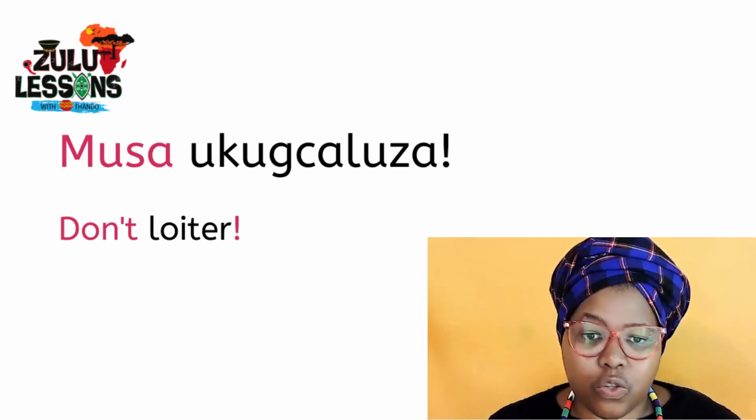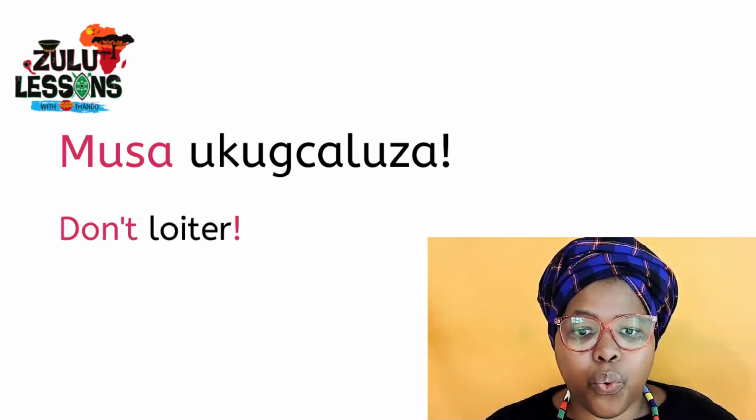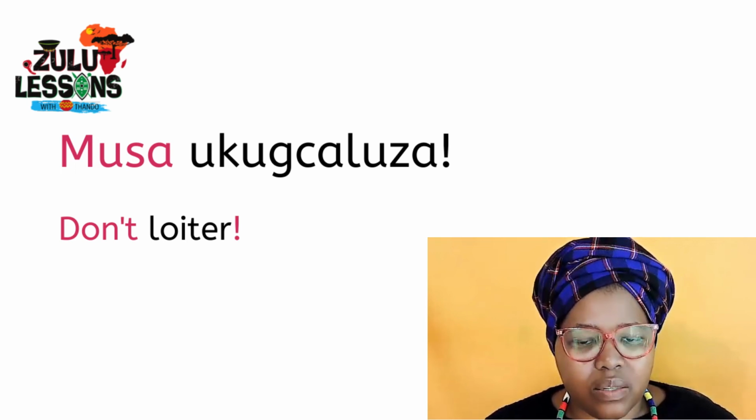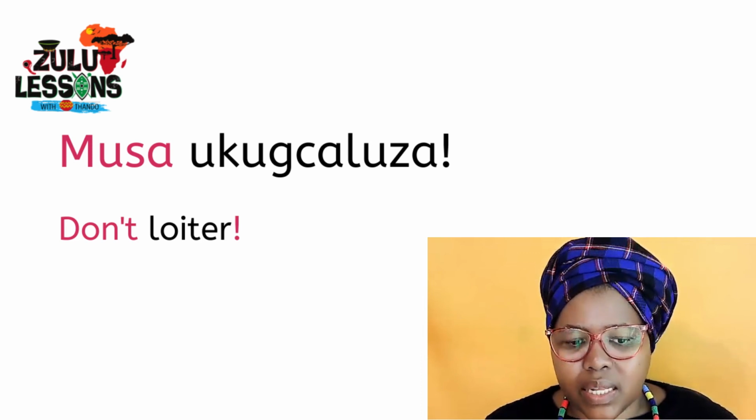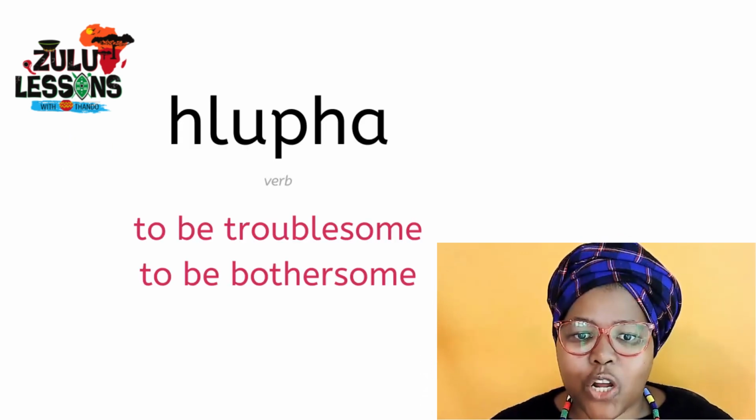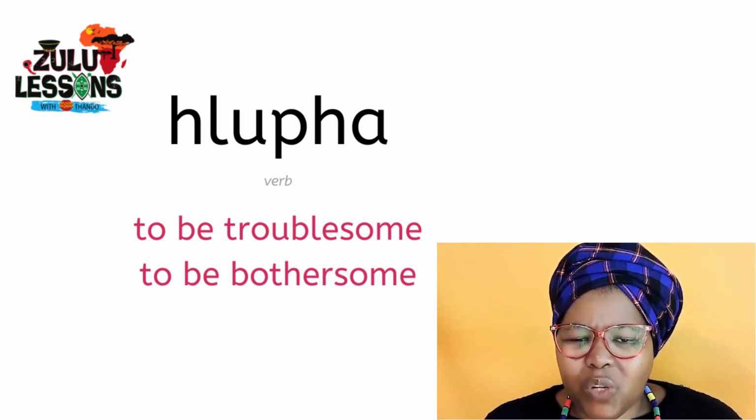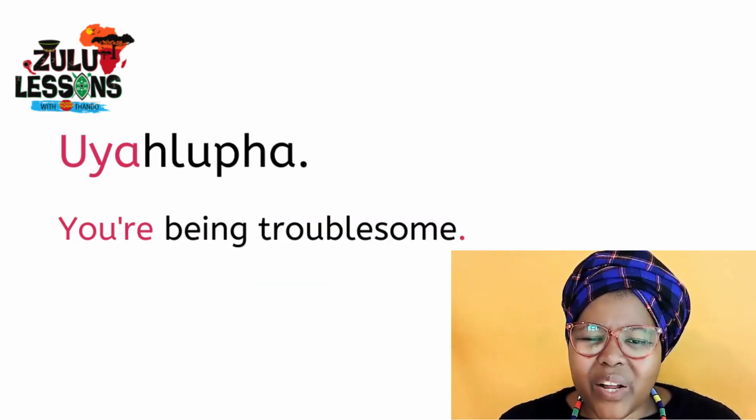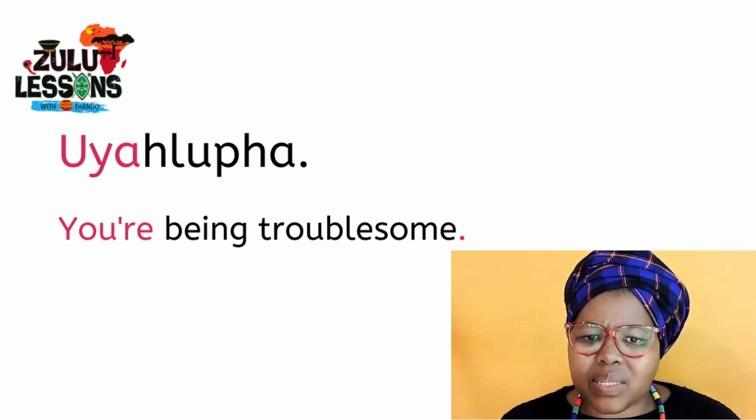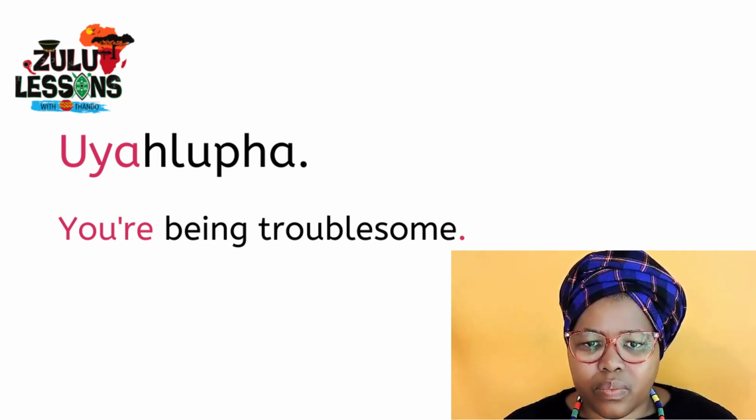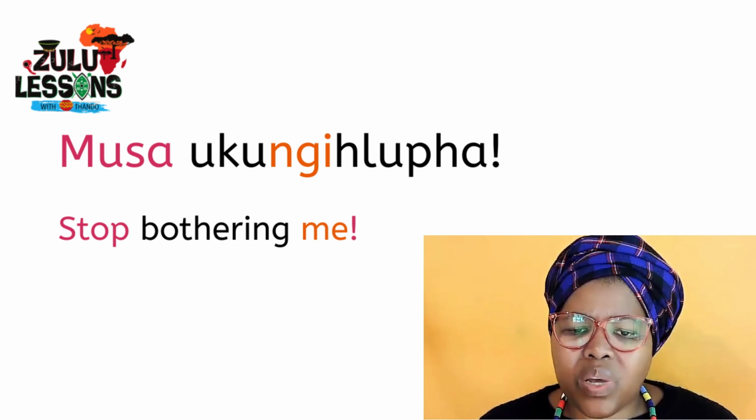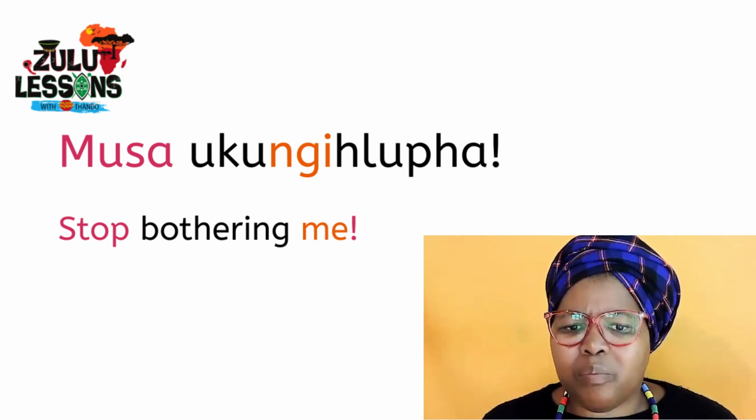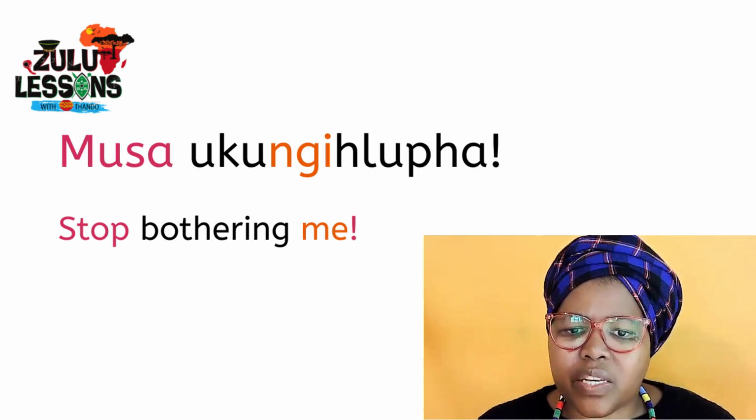Or we could then change this to musa ukugcaluza, which is don't loiter in English. Now this verb, hlupha, is someone who's being troublesome or being bothersome. So, hlupha is the verb. Uyahlupha. You're being troublesome. Musa ukungihlupha. Stop bothering me.